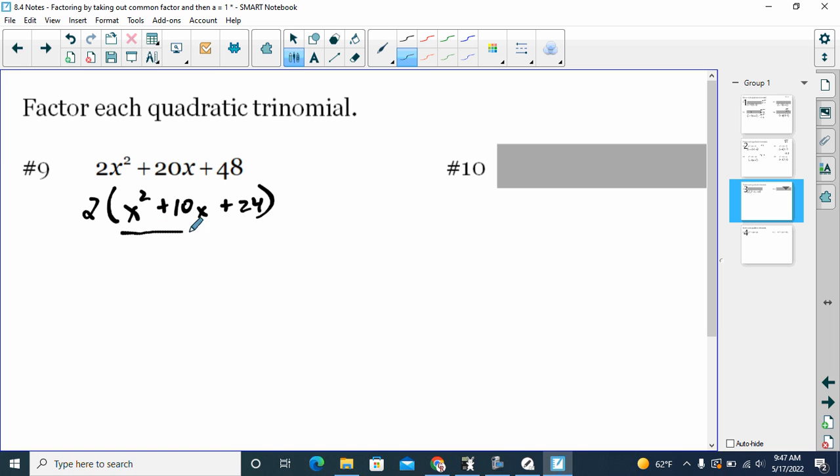And now we factor this the same way we did in numbers 1 through 8. Numbers that multiply to 24 and add up to 10. I think we actually had this earlier. 6 times 4. So x plus 6, x plus 4. And don't forget about this 2. That 2 we factored out needs to be part of your answer there.